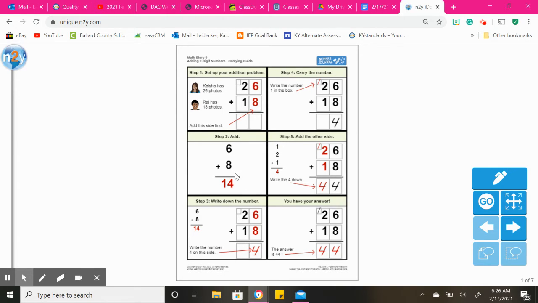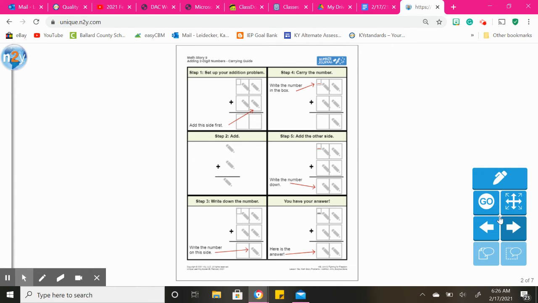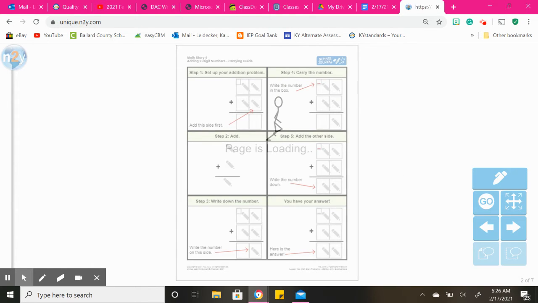So we have to add in our ones place first. And the one that is in the tens place, that is going to be carried into the tens place. So then we carry that number and then we add it on the other side. And then that will give us our answer when we add up, starting in the ones place and the tens place. And there's again just the directions for that.